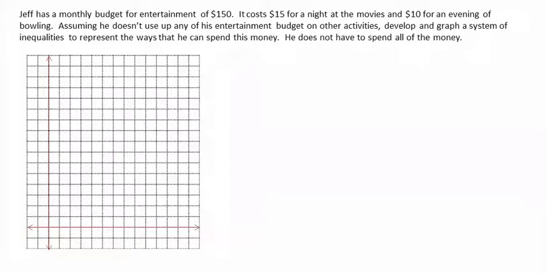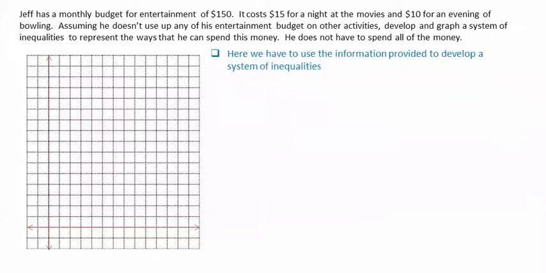Jeff has a monthly budget for entertainment of $150. It costs $15 for a night at the movies and $10 for an evening of bowling. Assuming he doesn't use up any of his entertainment budget on other activities, develop and graph a system of inequalities to represent the ways that he can spend his money. He does not have to spend all of the money.